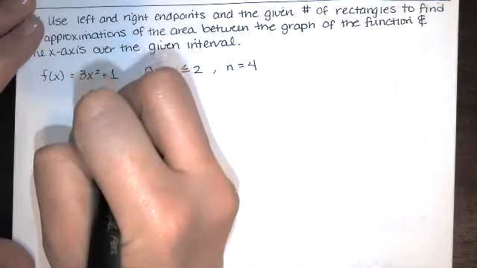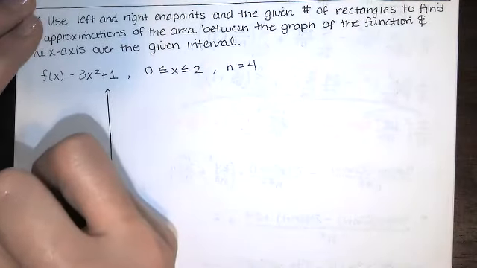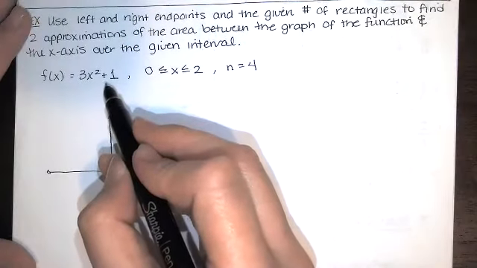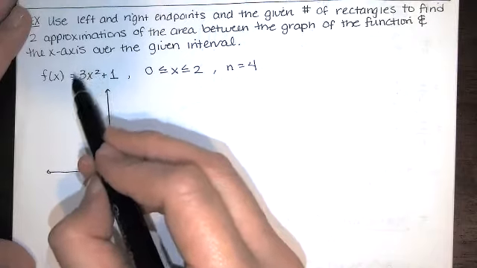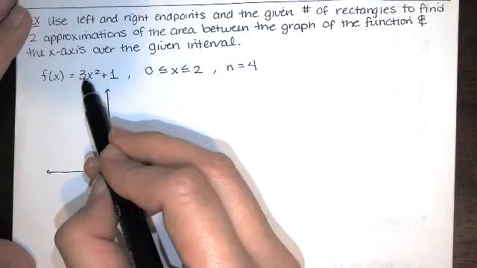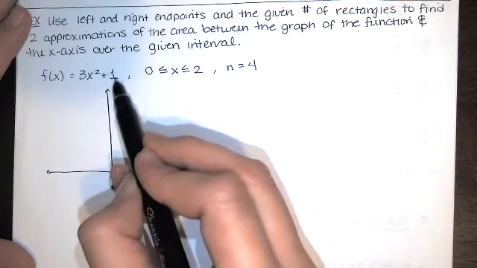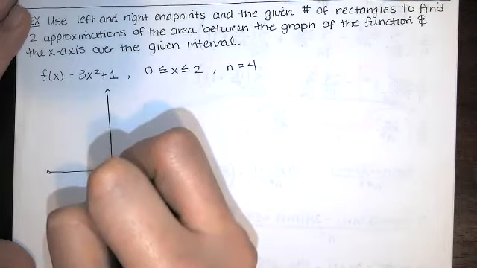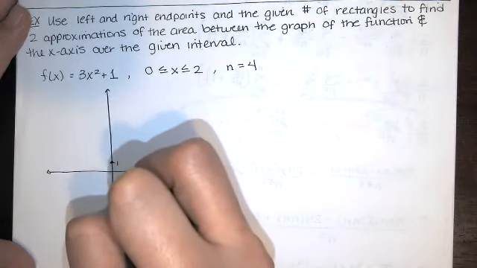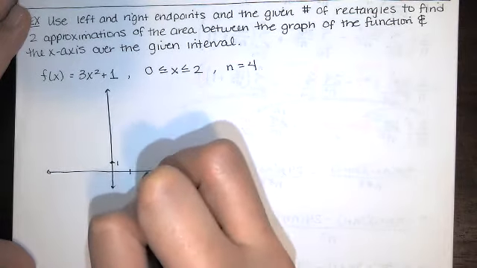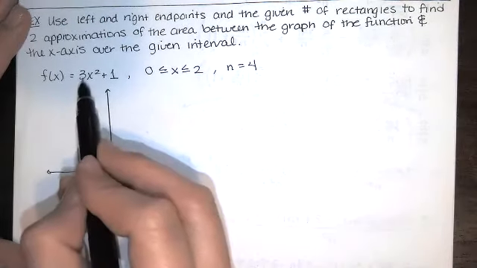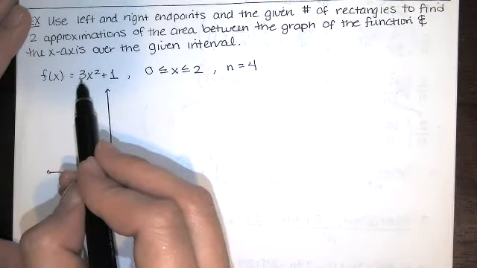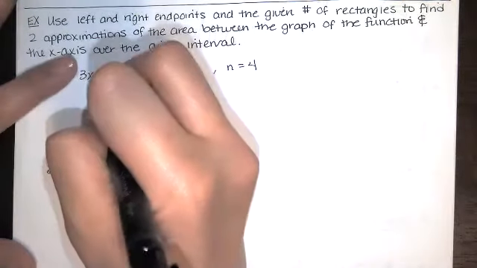So the first thing that I recommend all of you do is start by sketching the function. We know that that's a parabola. It's been vertically stretched by multiplying by 3. That makes it 3 times as tall as it used to be. And then we move the whole thing up 1 unit. So when x is 0, y is 1. And then when x is 2, y is 3 times 2 squared. 2 squared is 4. 4 times 3 is 12. Plus 1 is 13.